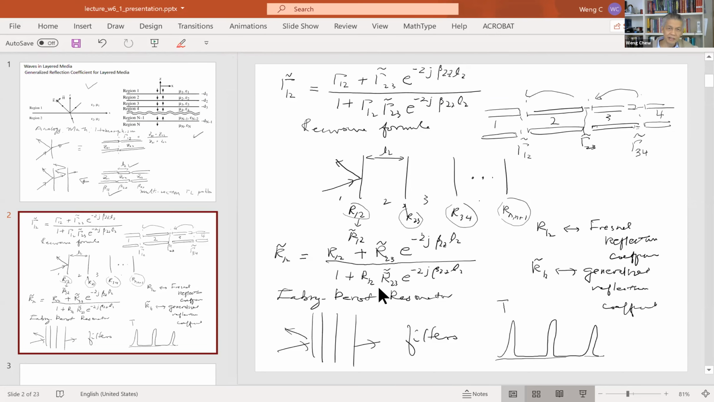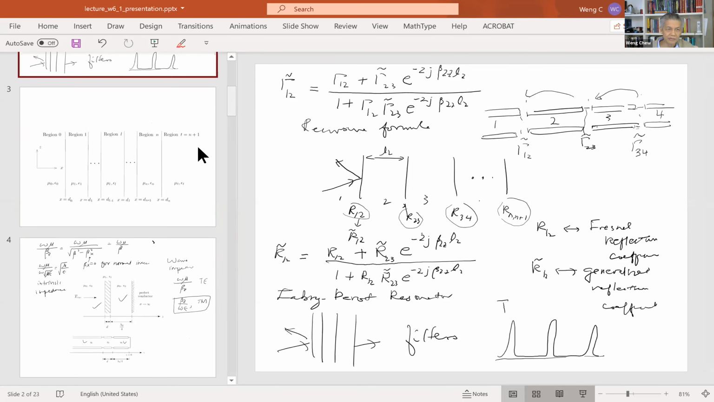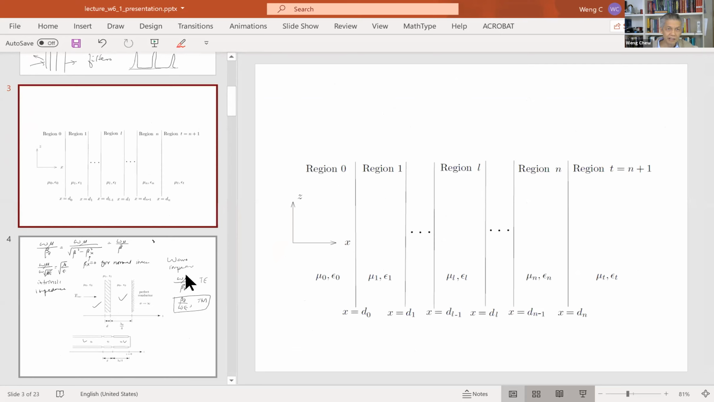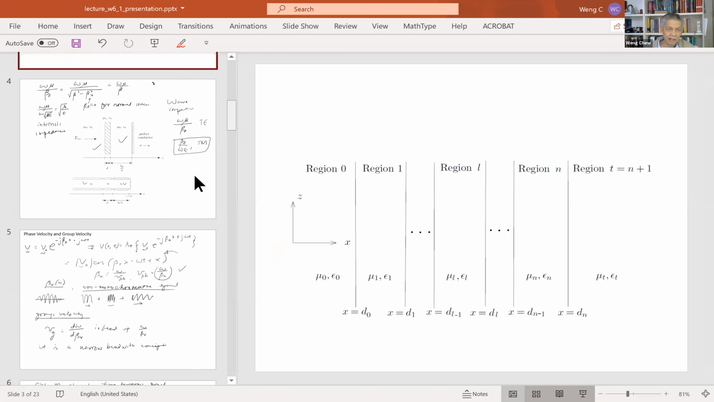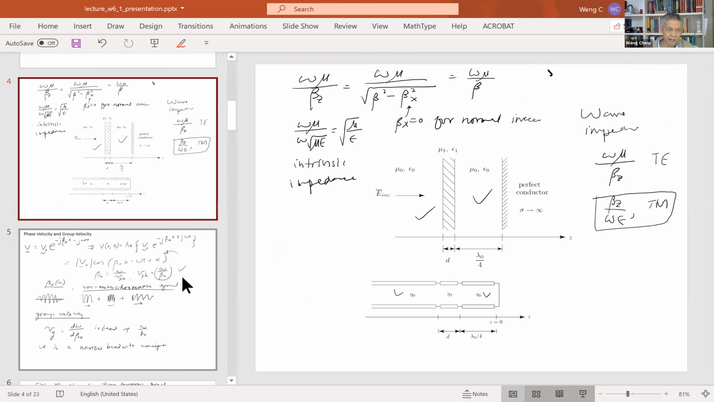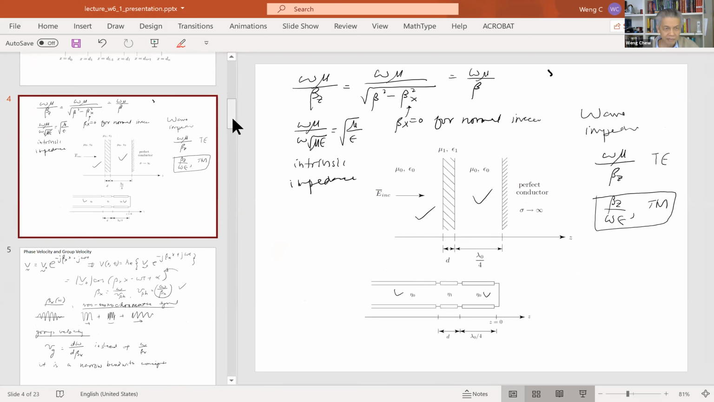You can use this kind of structure to design filters in optics, like the Fabry-Perot resonator. You can also use it to design filters at microwave frequencies, okay? So having learned how to solve this, we can solve quite complicated layered medium problems using the transmission line analogy. And then we are ready to study the waveguide problem.